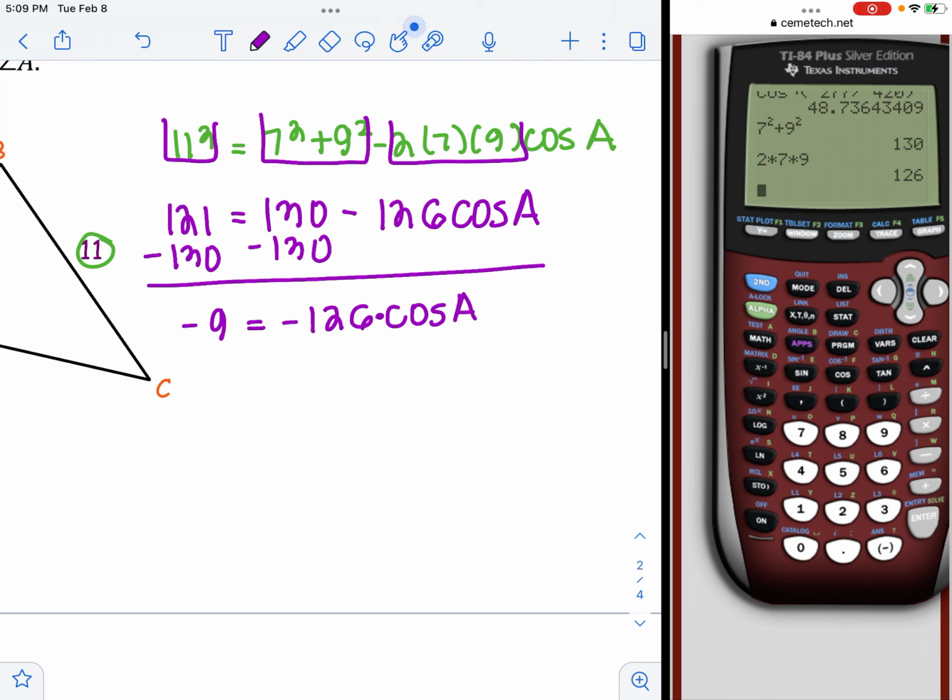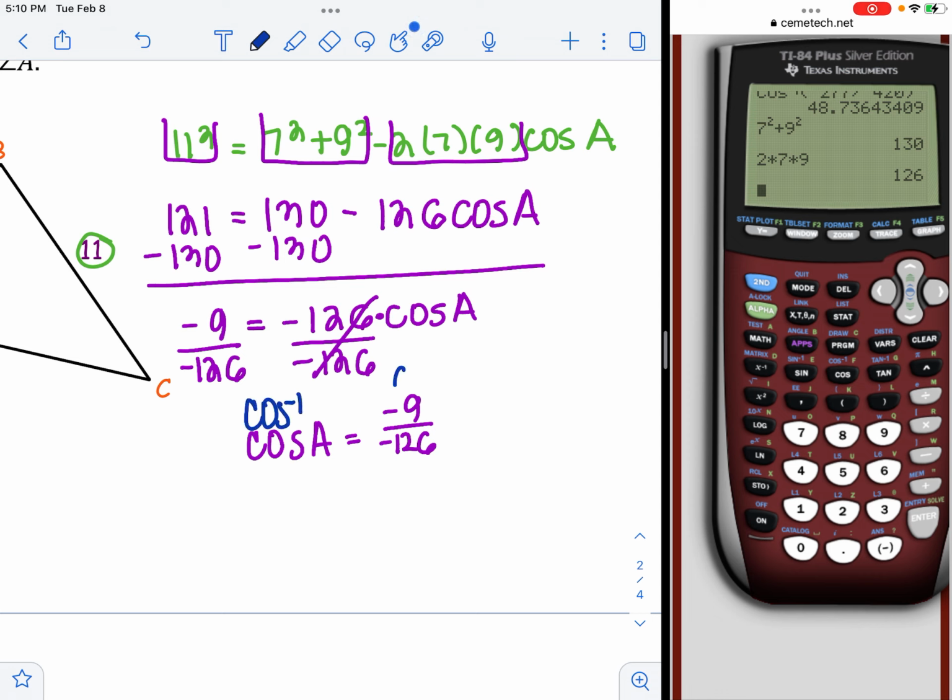I need to get cosine of angle A by itself so I can use the inverse. So next, I'm going to undo multiplication by dividing by negative 126. This is gone. So now you have cosine of A is equal to negative 9 over negative 126. I need to get rid of that cosine. To undo a cosine, I use cosine inverse. Cosine inverse both sides. This cancels. I have A equals cosine inverse of negative 9 over negative 126.